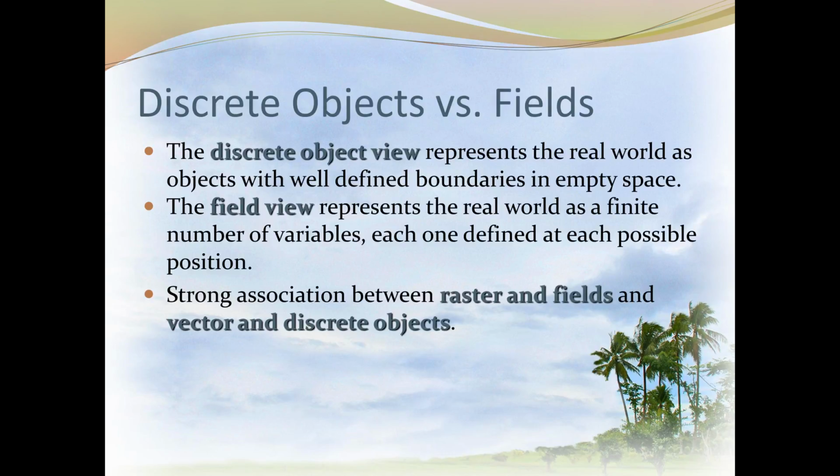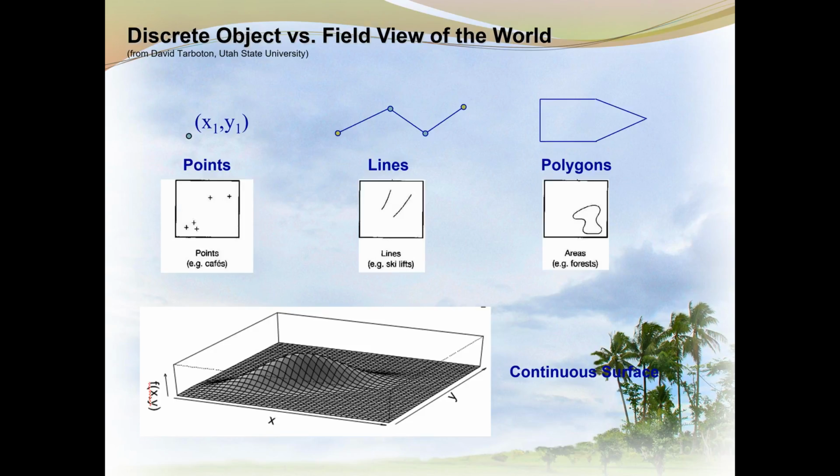So, discrete versus fields. The discrete object view represents the world as objects with well-defined boundaries, so you have a border and empty space. The field view represents the real world as a finite number of variables, each one defined at each possible position. There is a strong association between raster and fields, and between vector and discrete objects. So let's look at the discrete objects versus the field view of the world.